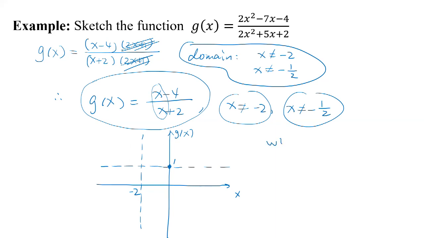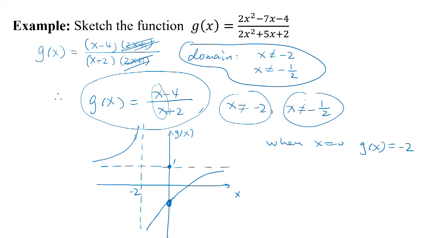And when x is 0, we know that g(x) is minus 2. So (0, -2) is here. So this function is having a shape like this. The other branch is like this. But remember to remove these 2 points here. When x is minus 2, x cannot be minus 2. Of course, we have controlled this.